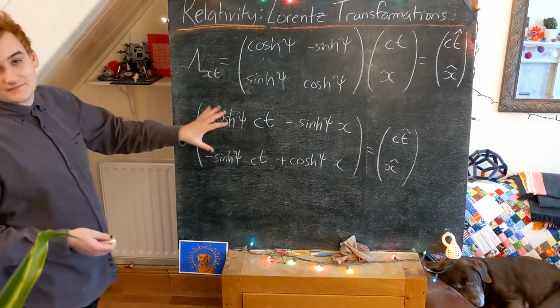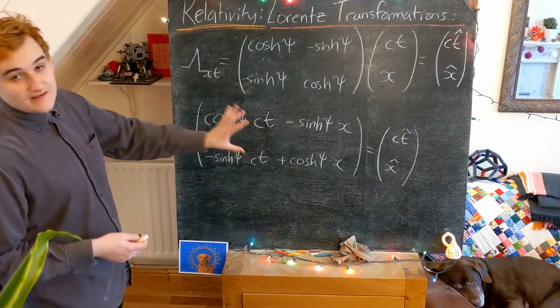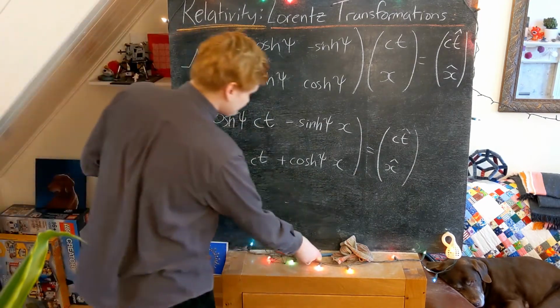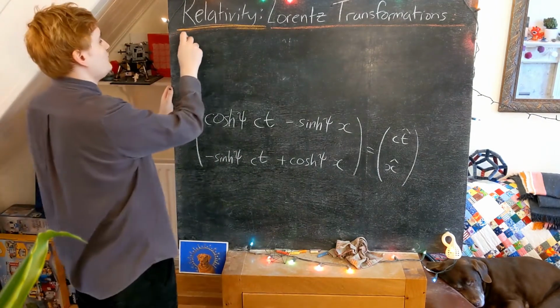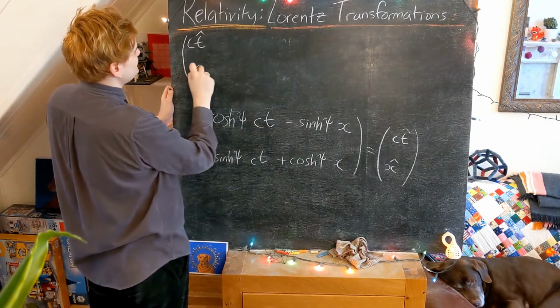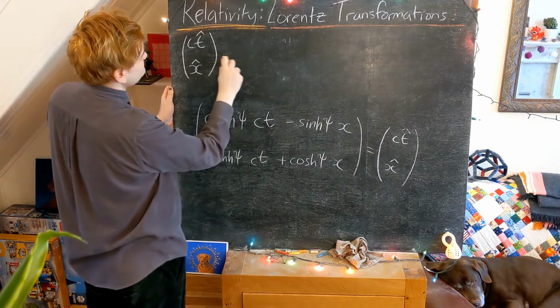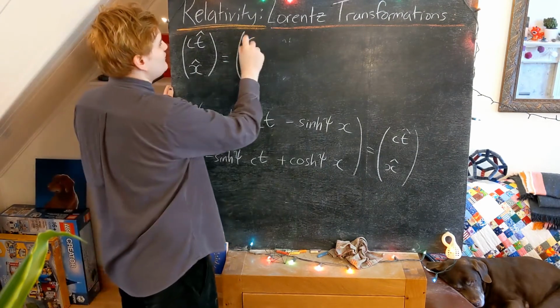This isn't really too helpful to look at by itself, but let me rewrite it and then I can start drawing some pictures. So I'm just going to rewrite this up here. We've got that our boosted coordinates, the hatted coordinates, are given by this combination of our old coordinates.